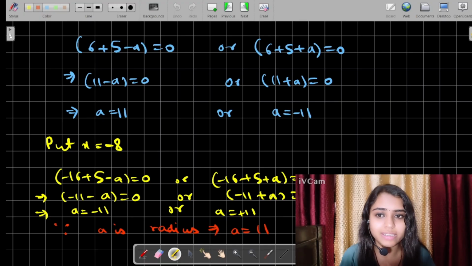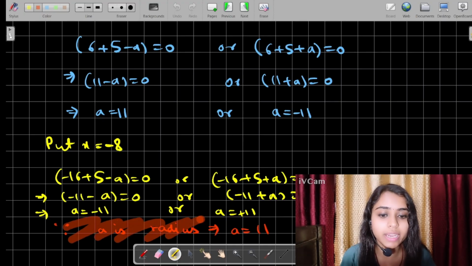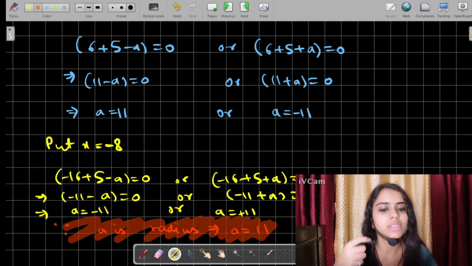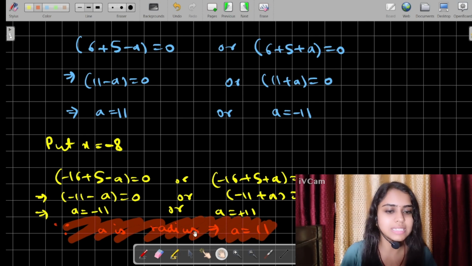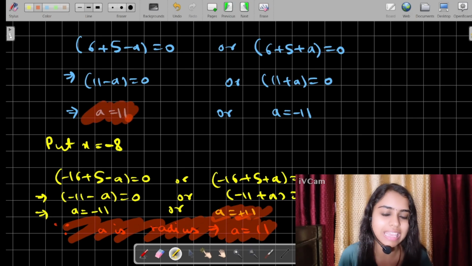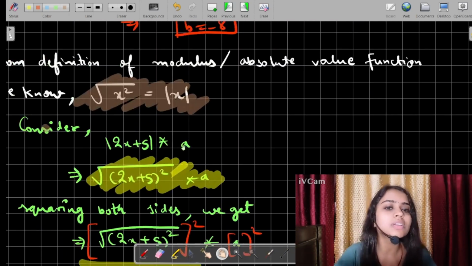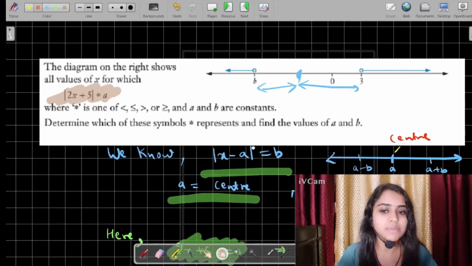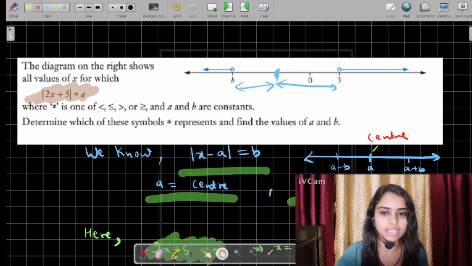Now look at the fact: a is my radius, so the radius must be a positive number. I'll take the positive solution into consideration. That gives me my a as 11. That's how we solve these types of questions. Modulus questions are very heavily weighted in the exam and very demanding.